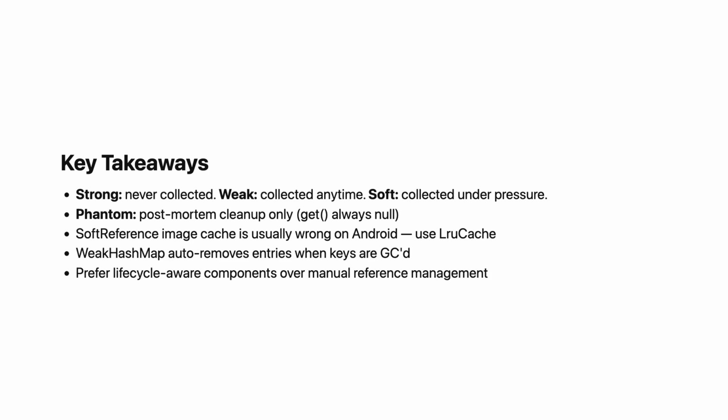That wraps up Phase 3, Data and Memory. You now understand how mutability works at the byte level, how object graphs cause leaks, how caching trades memory for speed, how strings secretly dominate your allocations, and how the GC sees different reference types. In the next phase, we will explore how your app talks to the outside world: networking, serialization, and I/O.